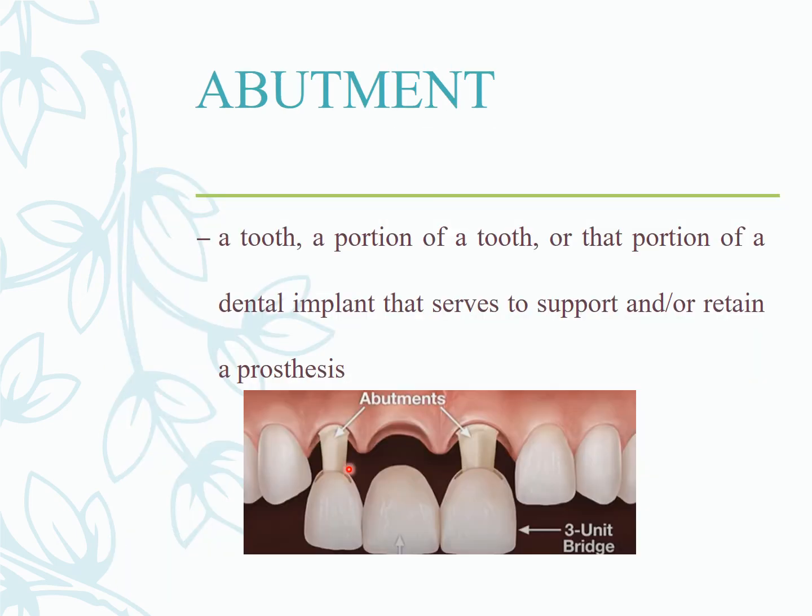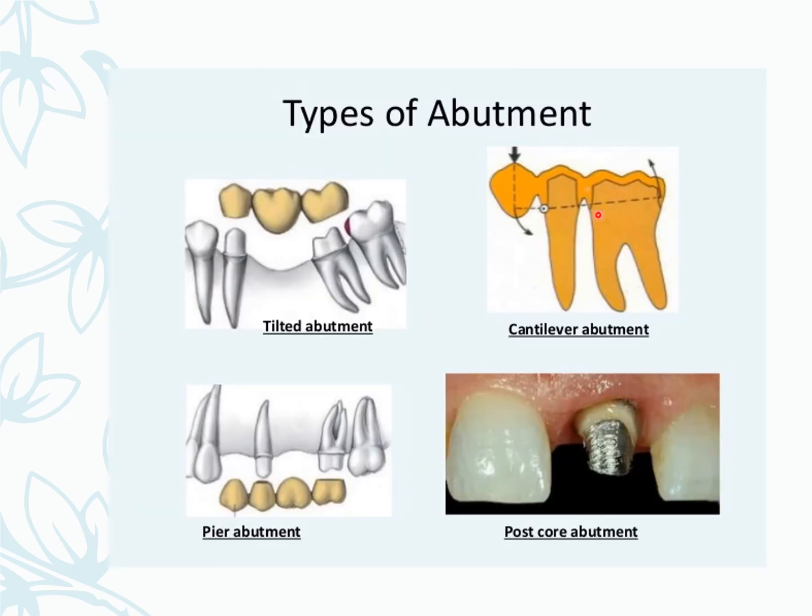Okay, coming to the abutment. So abutment and the pontic, guys. This is the abutment which is prepared. A tooth or a portion of the tooth or that portion of the dental implant that serves to support or retain the prosthesis. So the prosthesis sits on top of these two pillars, or obviously teeth, which act like pillars known as abutments. So types of abutments: there's tilted abutment, there is cantilever, okay? So only supported by one side.